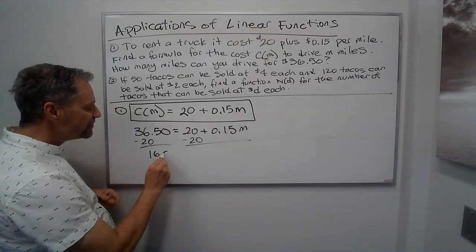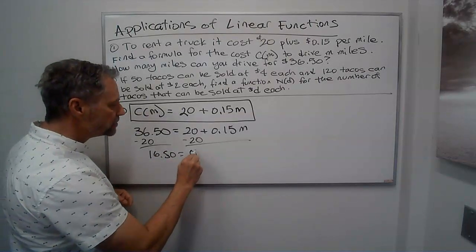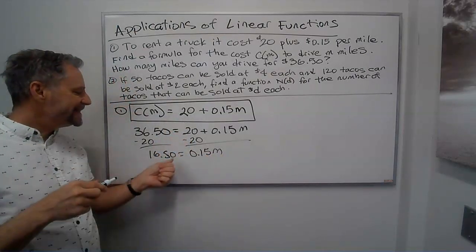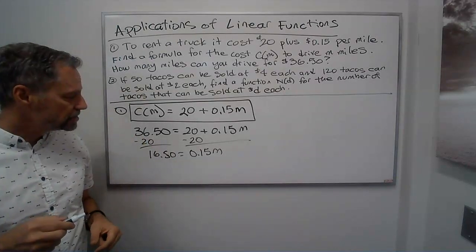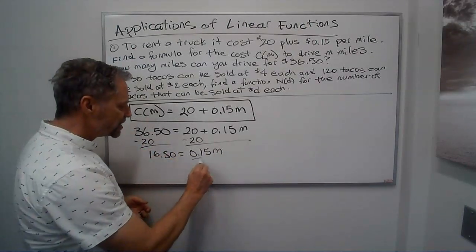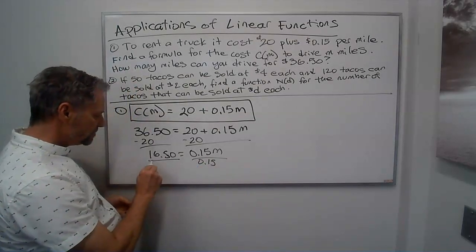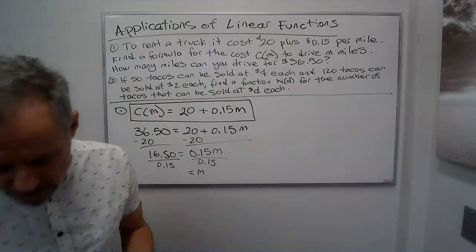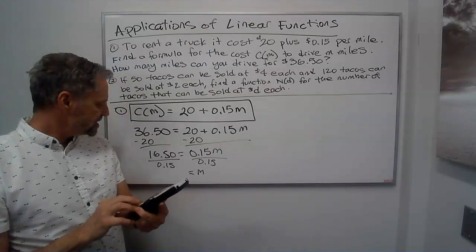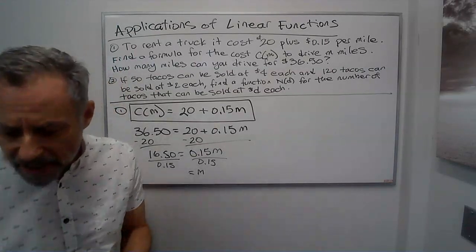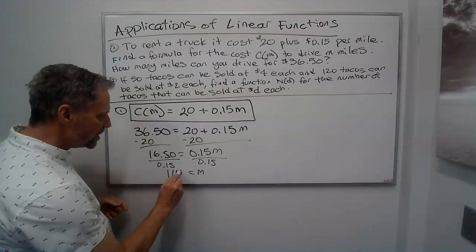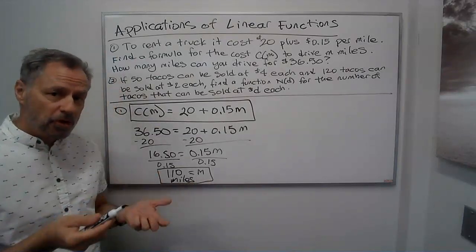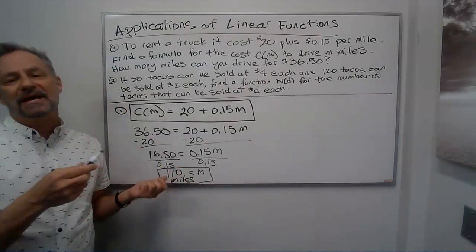Notice I get 16.50 is equal to 0.15 M. So once we take out the $20 for renting the truck, this 16.50 is the mileage charge. And then that's multiplied by M, so we're just going to divide by 0.15 on both sides. I'm going to grab my calculator real quick, and I'm going to get M is 16.50 divided by 0.15. I get 110 miles. As always with applications and word problems, you should put your units down and make sure it makes sense.